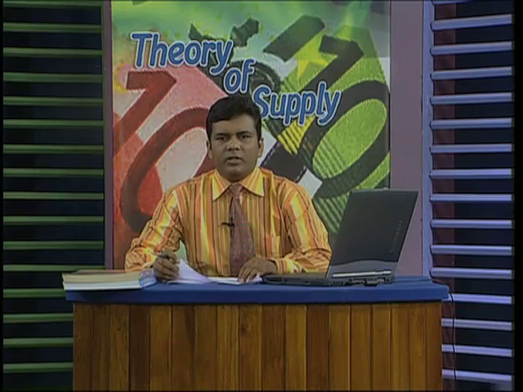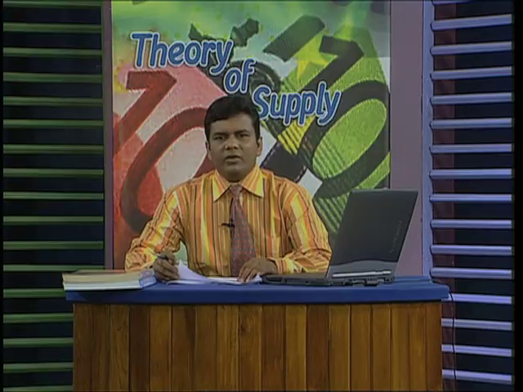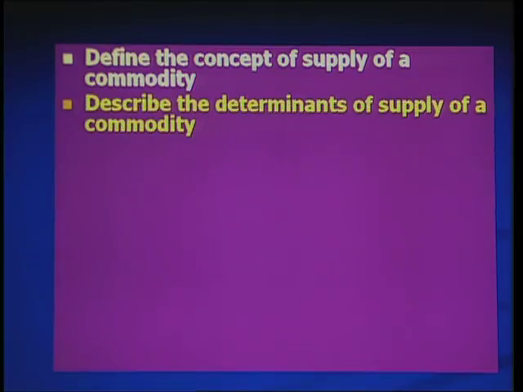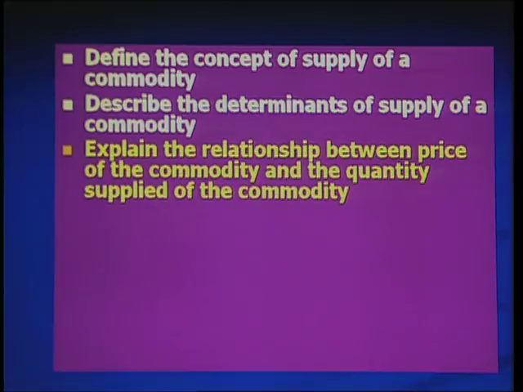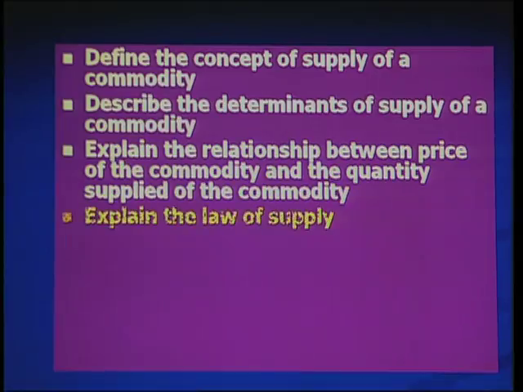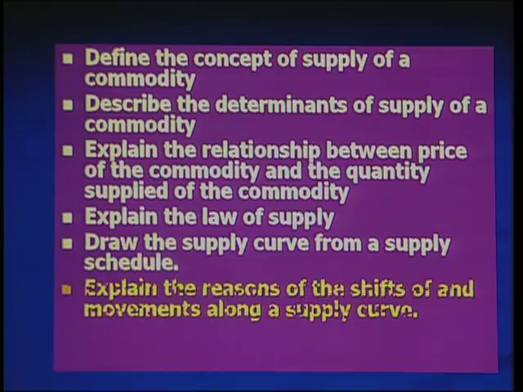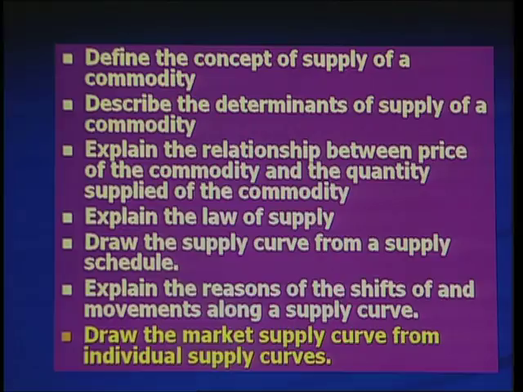Now, let me introduce you with the objectives of this program. After carefully attending and viewing this program, you will be able to define the concept of supply of a commodity, describe the determinants of supply of a commodity, explain the relationship between the price of the commodity and the quantity supplied of the commodity, explain the law of supply, draw the supply curve from a supply schedule, explain the reasons of shifts of and movements along a supply curve, finally draw the market supply curve from the individual supply curves.